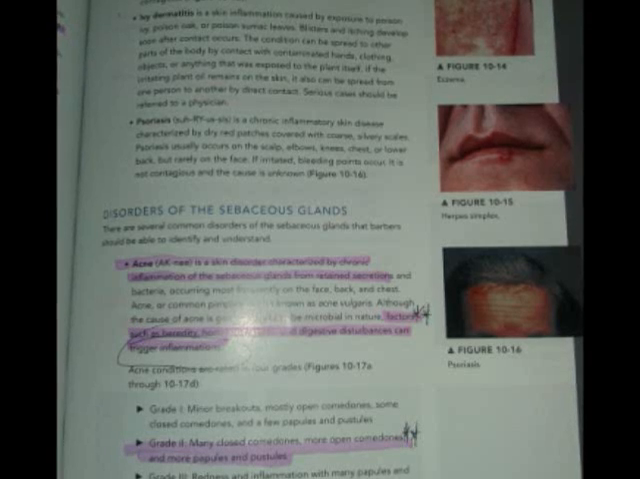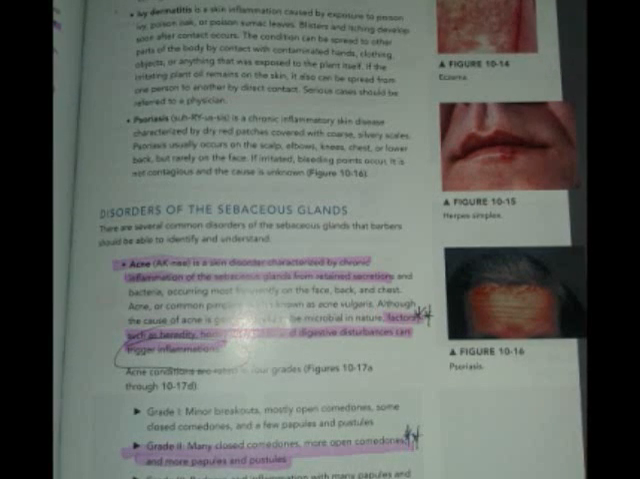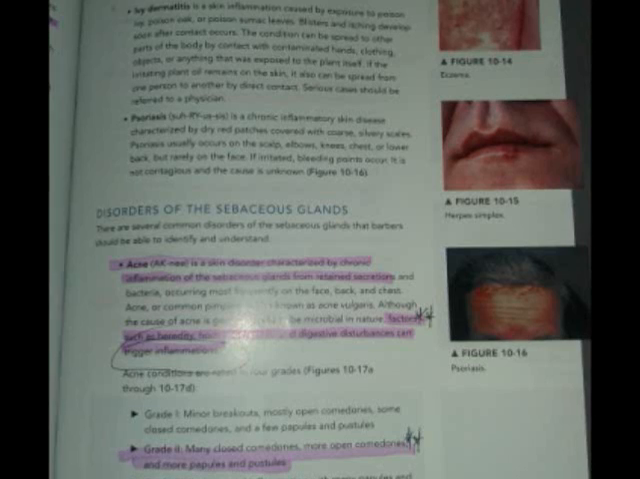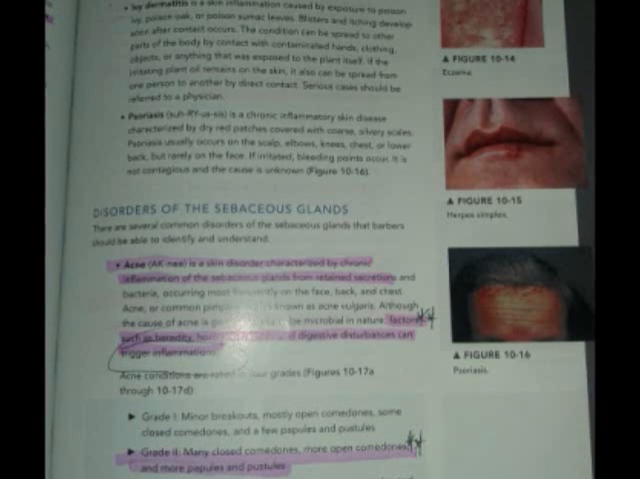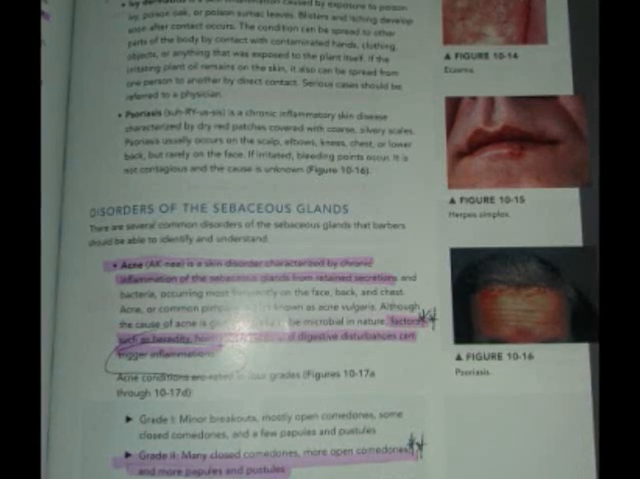Now that we're talking about pimples and such, let's talk about the disorders of the sebaceous glands on page 233. Acne. Acne is a skin disorder characterized by chronic inflammation of the sebaceous gland from retained secretions. What they're talking about with retained secretions is that yes, the sebaceous gland did secrete, but did it do so successfully? No, it did not.